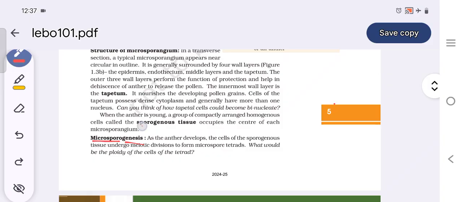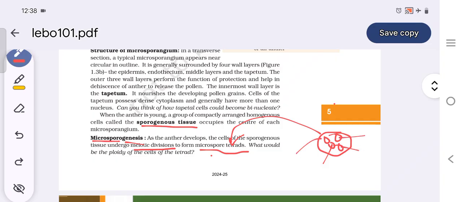So let's once again repeat. You have the sporogenous tissue there, which is occupying the center of each microsporangium. Now, as the anther develops, the cells of sporogenous tissue undergo meiotic divisions to form microspore tetrad. So 1, 2, 3, and 4 together form one unit, which is called the microspore tetrad. And then they separate as microspores.